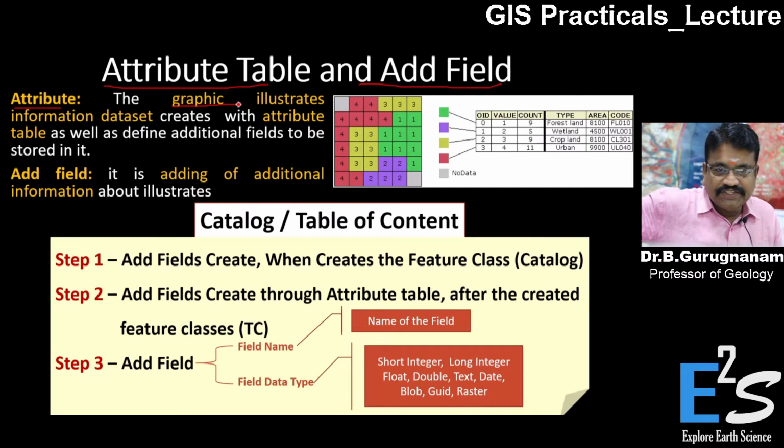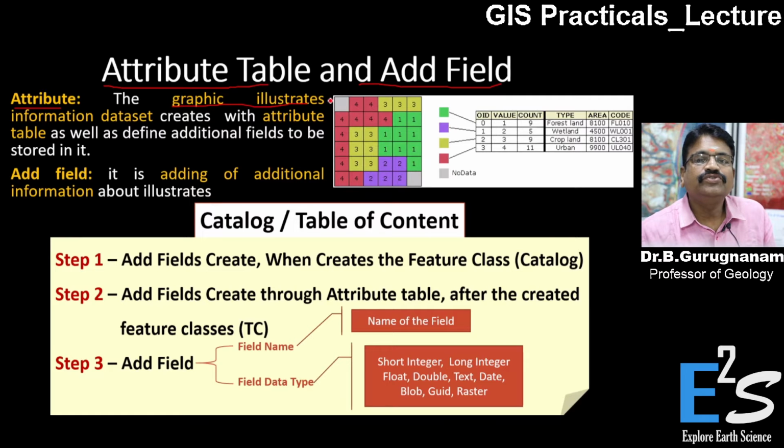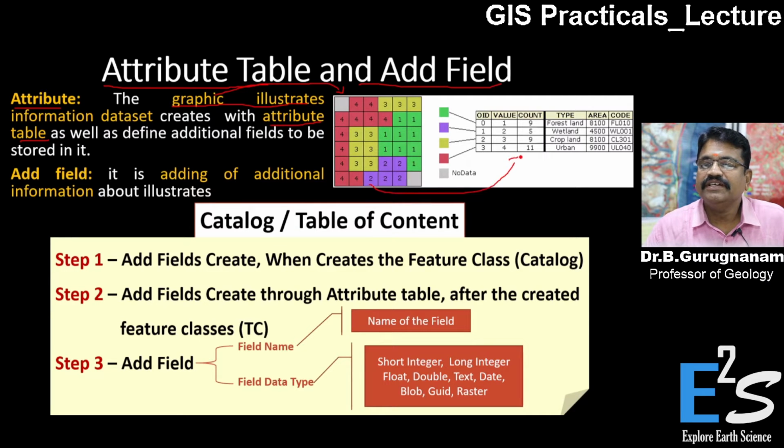Attribute, as you know, is the information data set illustrated graphically. You are seeing the map here, with numbers like 4, 3, 2, and you have an attribute table for this. The numbers are represented in the attribute table on the other side, with parallel colors. One is green in color; it is forest land, and the total count of one is 9. Similarly, 3 is cropland, and it again has a count of 9. It carries information like that.